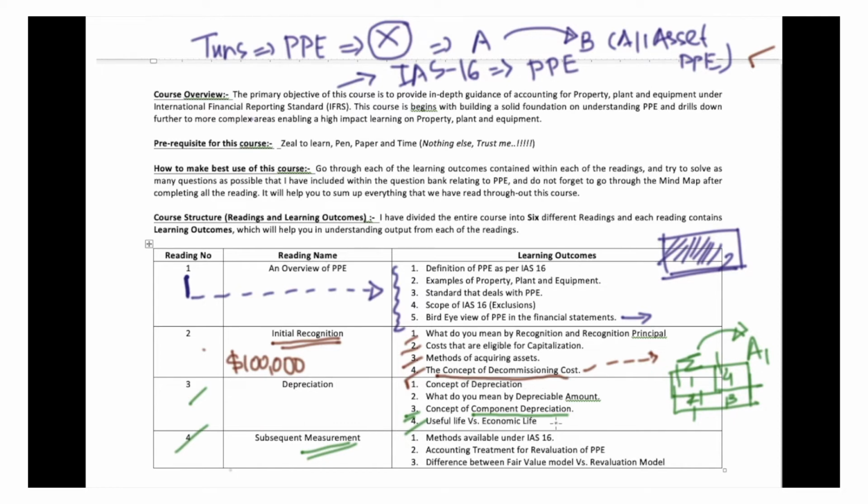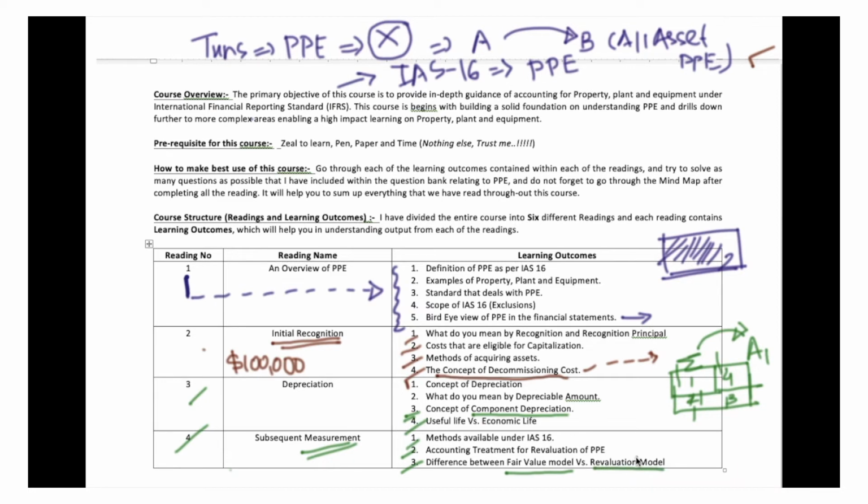So under IAS 16, there are two methods. The first method is the cost method, or we can go by the revaluation method. So we will discuss the accounting treatment for revaluation of PP&E under IAS 16. Now, after that, we will discuss the differences between the fair value method and the revaluation model.